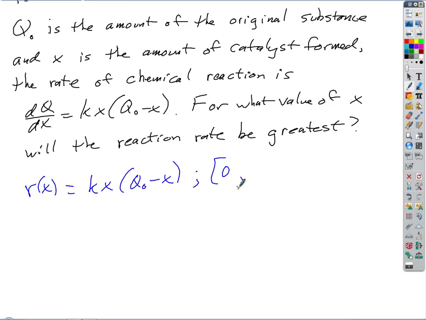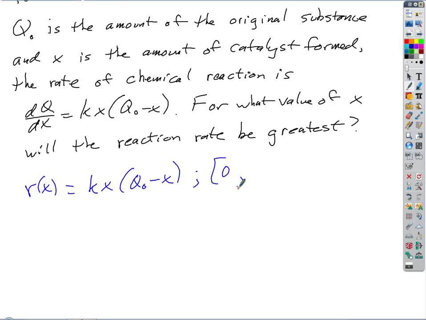The most it could be is q naught, because that's the amount of substance. That would mean it's all catalyst, and there's nothing for the catalyst to work on. The catalyst is causing the substance to break down into something else, which involves creating more catalyst. So if there's no catalyst to begin with, you can't start the reaction. But if the whole thing was catalyst, it's got nothing to change.